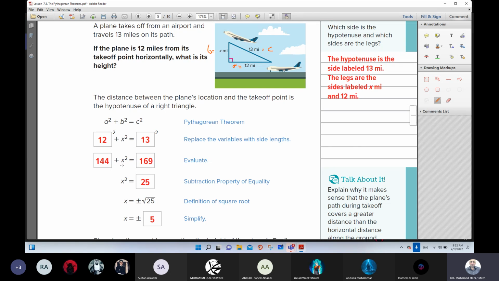This is an equation. To solve this equation, you can transfer 144 to the other side. 169 minus 144 will be 25. So X squared equals 25. Means the value of X is the square root of 25.